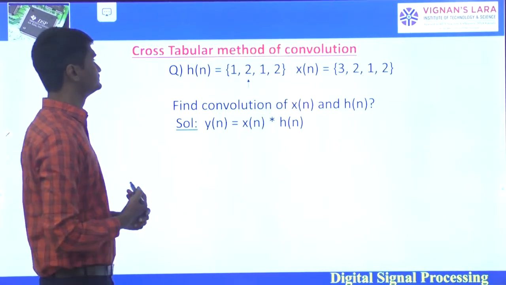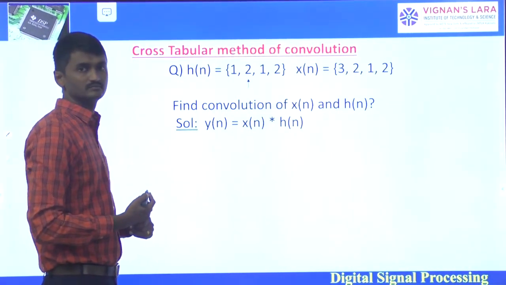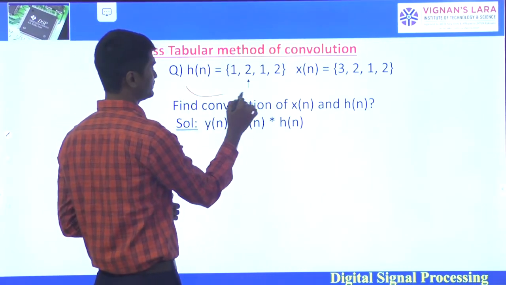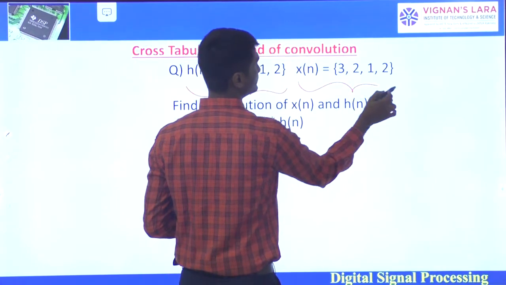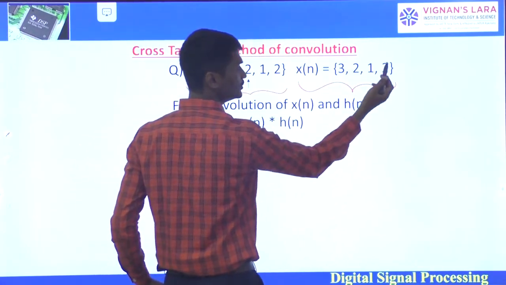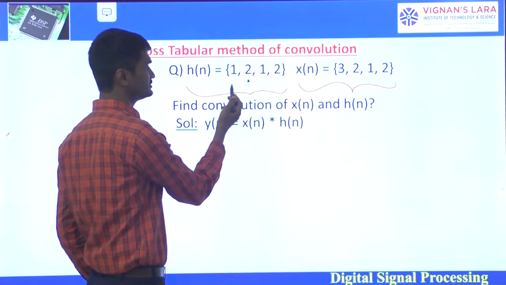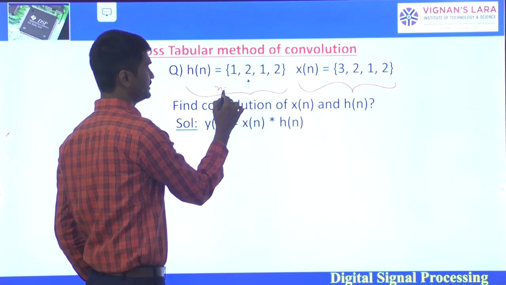So here it is, the cross-terminal method of convolution. The two sequences are given, h of n and x of n. x of n is equal to 3 2 1 2, and h of n is equal to 1 2 1 2. The sequence h of n starts at n equals minus 1.